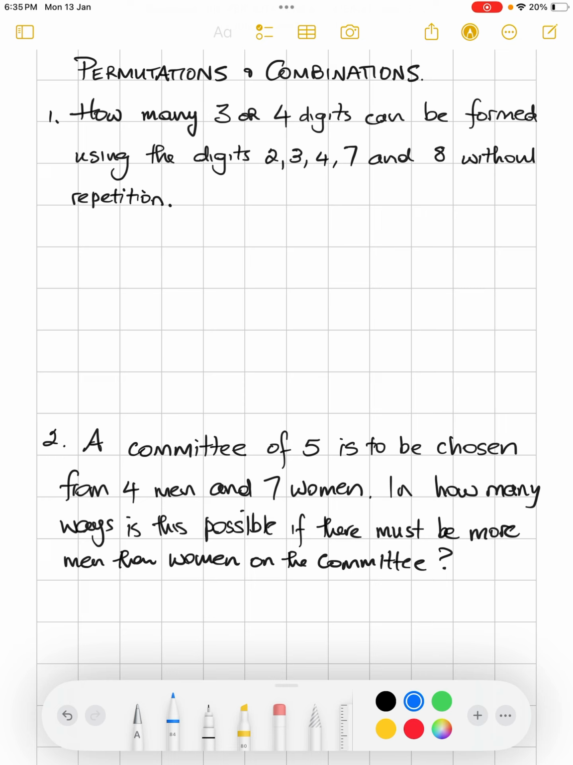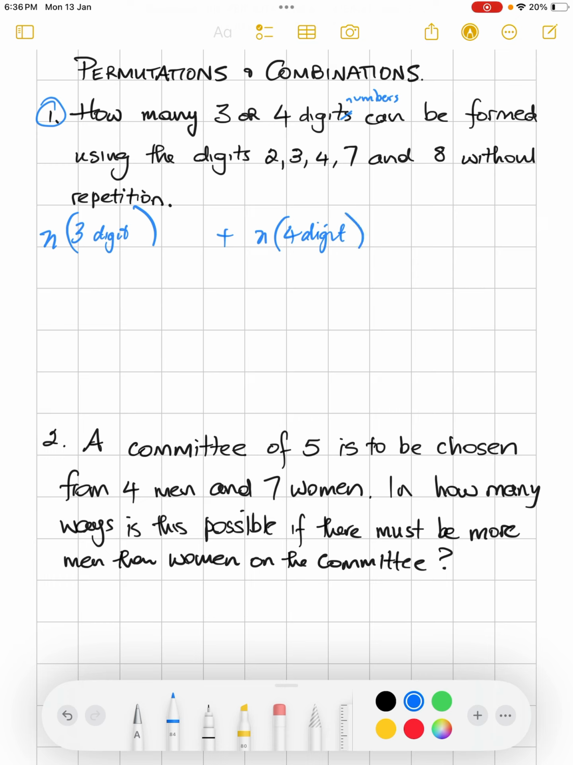So I've got a question here, question 1. How many 3 or 4 digit numbers can be formed using the digits 2, 3, 4, 7, and 8 without repetition? So let's look at 3 digit numbers first of all, and then 4 digit numbers, and add those two together. So how many 3 digit numbers and how many 4 digit numbers?